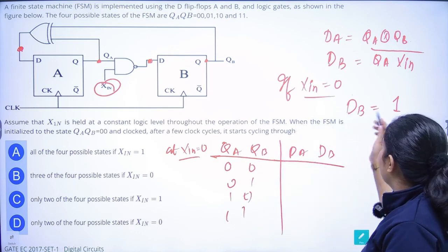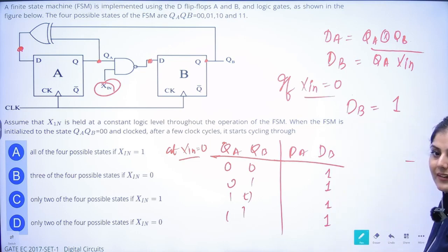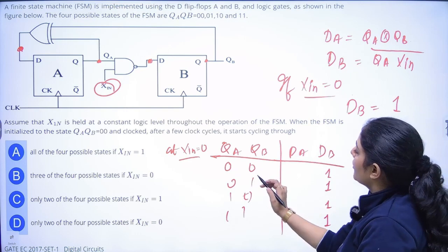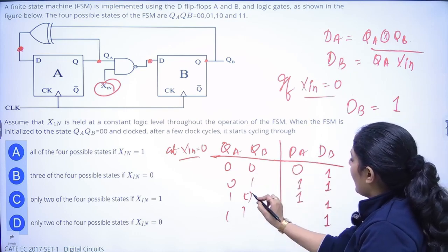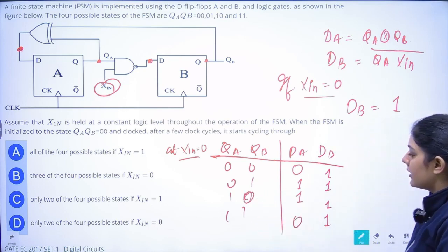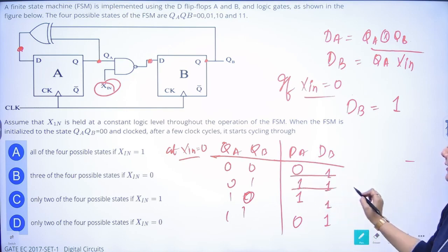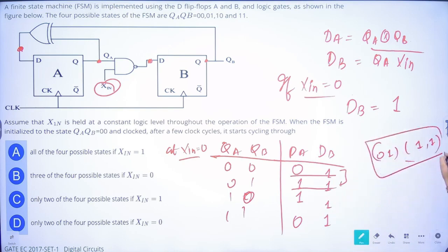Right. So for DB, it will always be equal to 1, no matter what the other input is. Now for DA, we are XORing QA and QB. So 0, 0, 1 XOR 0, 0, 1, 1, 1 and finally 0. Now you see how many states you are getting. Only this and this are occurring. So only 0, 1 and 1, 1 are occurring. So only 2 states are there.